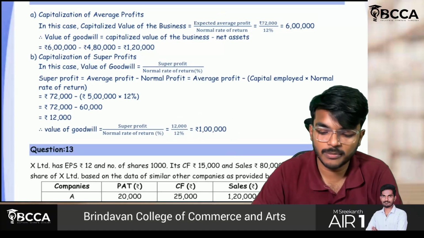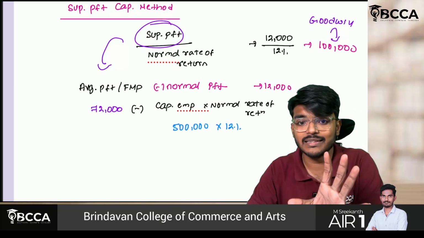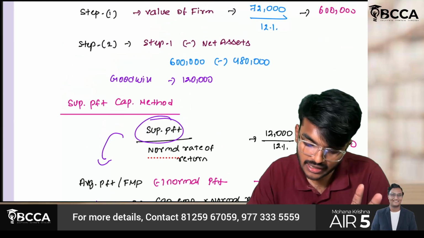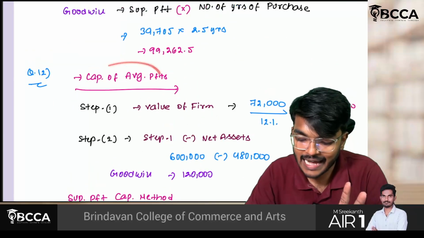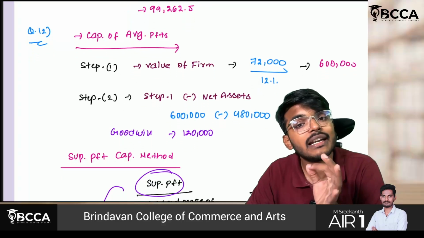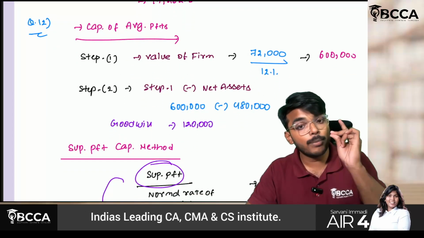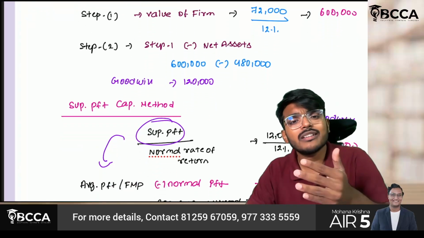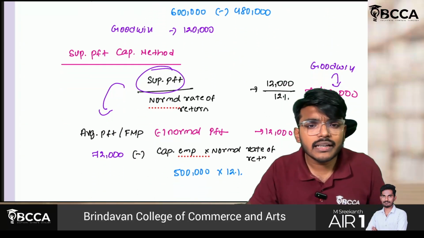This 1 lakh is nothing but my goodwill. Are Baba, this goodwill is there na. That's what I am saying. Ideally speaking, goodwill under super profit capitalization method and average profit capitalization method have to be same, provided your net assets and capital employed are same. Ideally they will be same, but if the question specifies, you can take that as different.